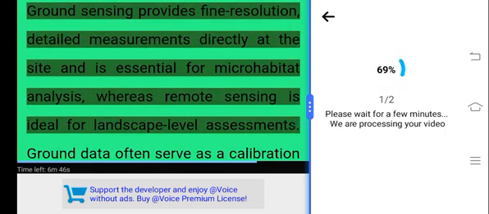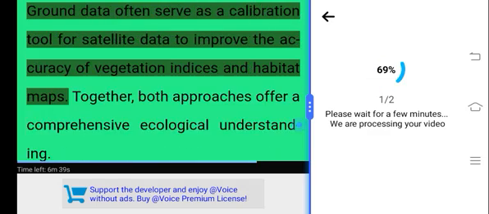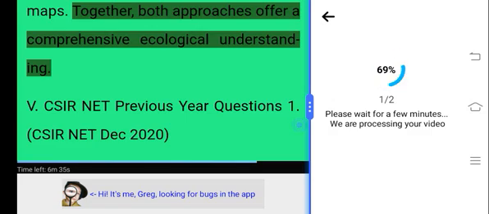Ground sensing provides fine resolution, detailed measurements directly at the site and is essential for microhabitat analysis, whereas remote sensing is ideal for landscape level assessments. Ground data often serves as a calibration tool for satellite data to improve the accuracy of vegetation indices and habitat maps. Together, both approaches offer a comprehensive ecological understanding.